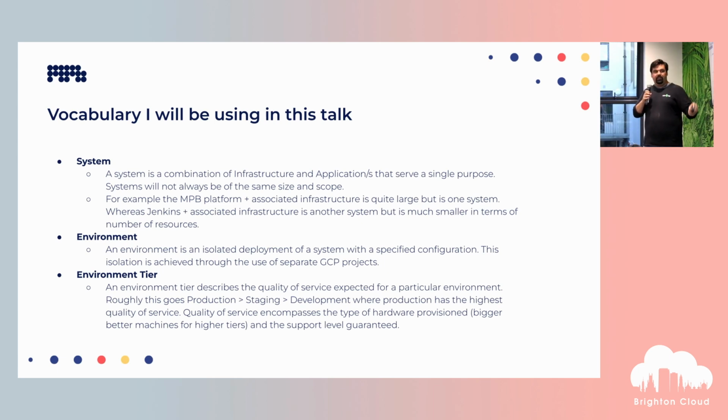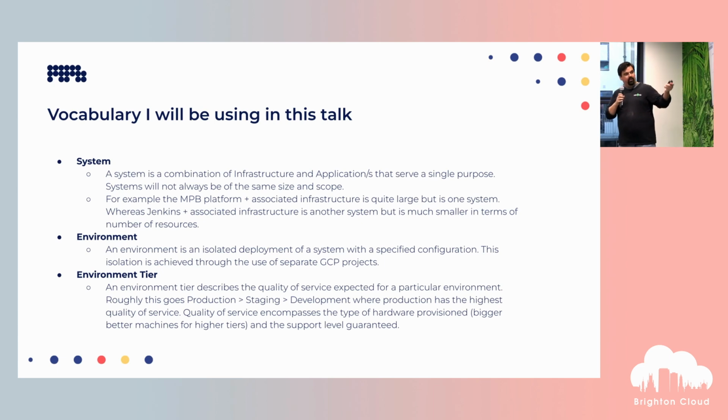And environment tier, and we're going to talk about this a little bit more on the next slide too, an environment tier describes the quality of service expected for a particular environment. And roughly this goes something like production, staging, and development, where production has the highest quality of service. And that encompasses everything from the type of hardware provisioned to the support level guaranteed, right? In terms of, obviously, production has the best, fastest hardware, no expense spared, right? And we also get a ring if it goes down, yeah? Also, if you start calling pages rings, it makes them less scary.